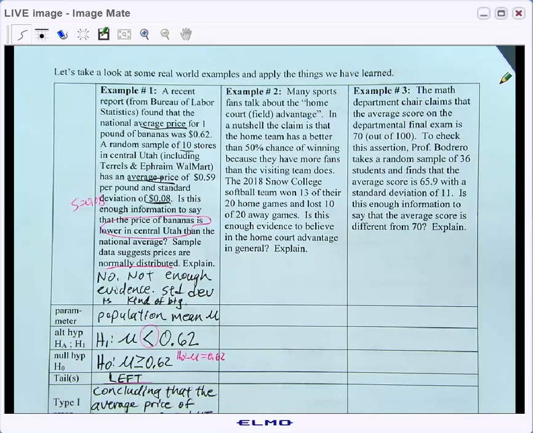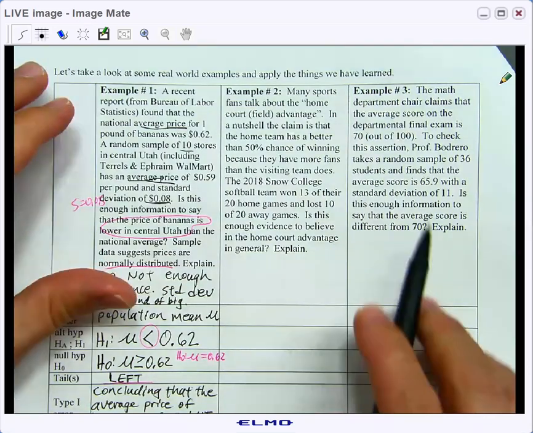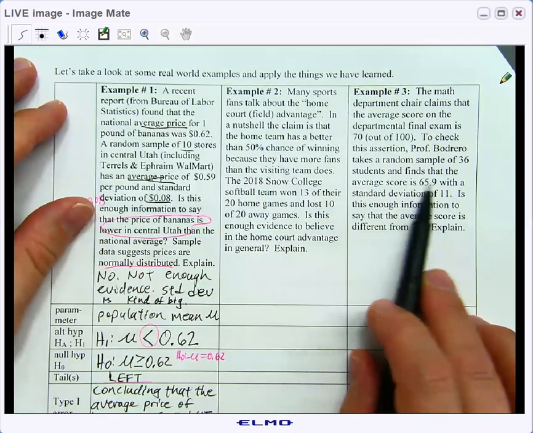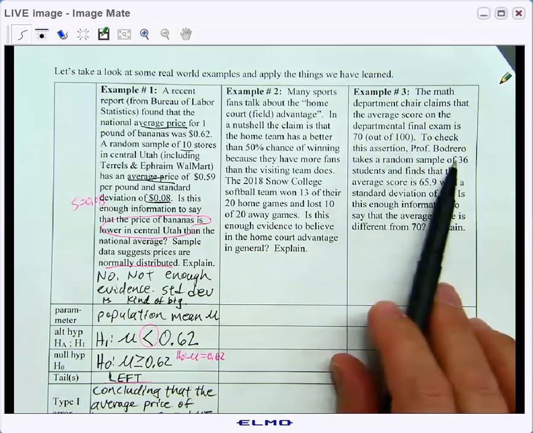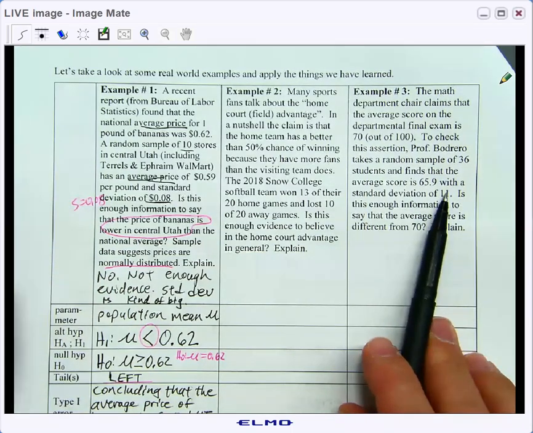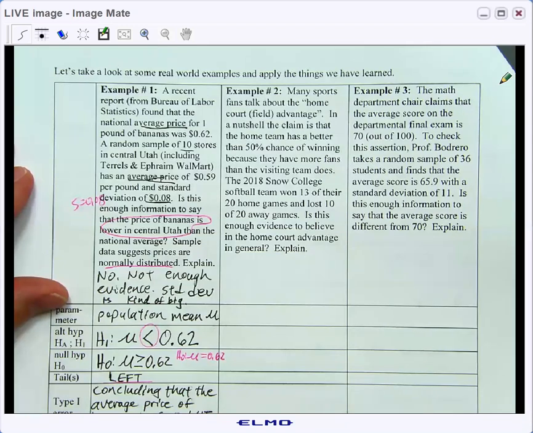I'll let you pause the video and think about this for a second. Okay. All right. Answers will vary. We have a sample average that's somewhat less than this, but we have a large sample size, so the sampling distribution standard deviation will actually be pretty small. So maybe it could be.